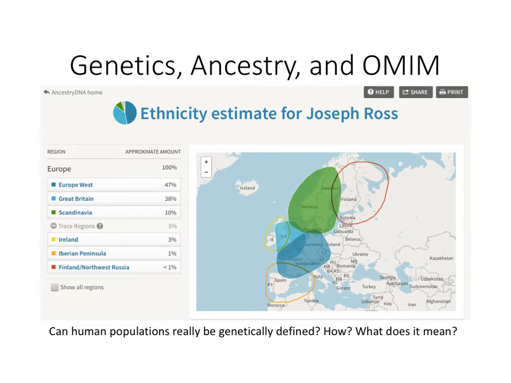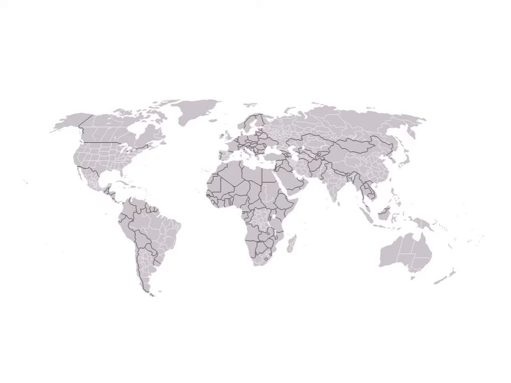But is genetic ancestry testing a hoax, or does it actually work? Why does it actually work? So there are genetic differences between populations of humans that can be useful for figuring out where you're from in the world.